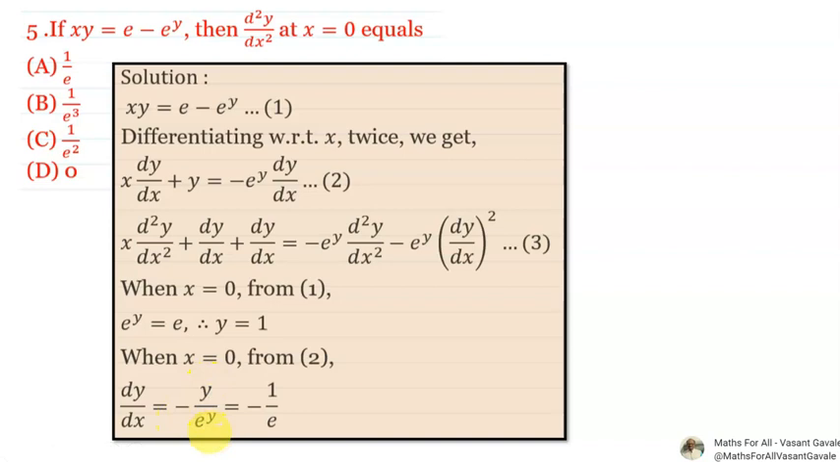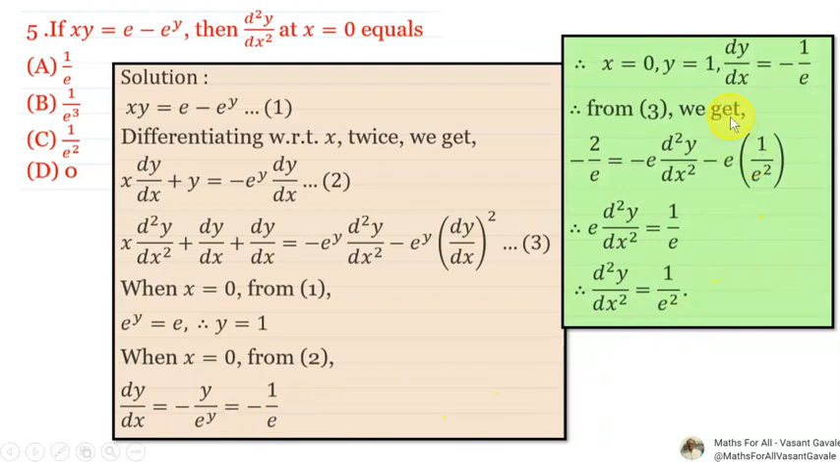Now here, the value of e raised to y is e. म्हणून या e raised to y इथे किती आला तर e आला. The value of y is 1 and hence dy by dx is equals to minus 1 upon e. Okay, थोडं complicated इथे. Next, x is equals to 0, y is equals to 1, dy by dx is equals to minus 1 upon e.